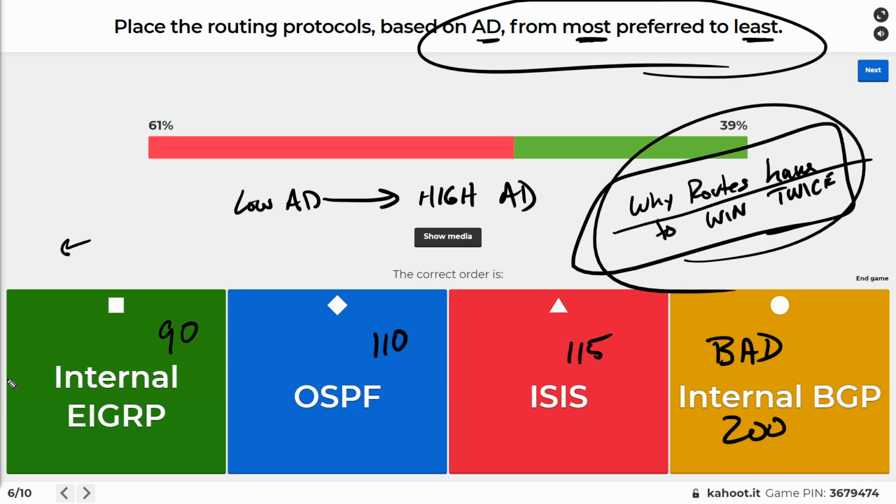That's why it's important to be aware how BGP works and what the administrative distances are. And that way you can make the right prediction based on what kind of route you're learning based on the routing protocol being used. Here we go.